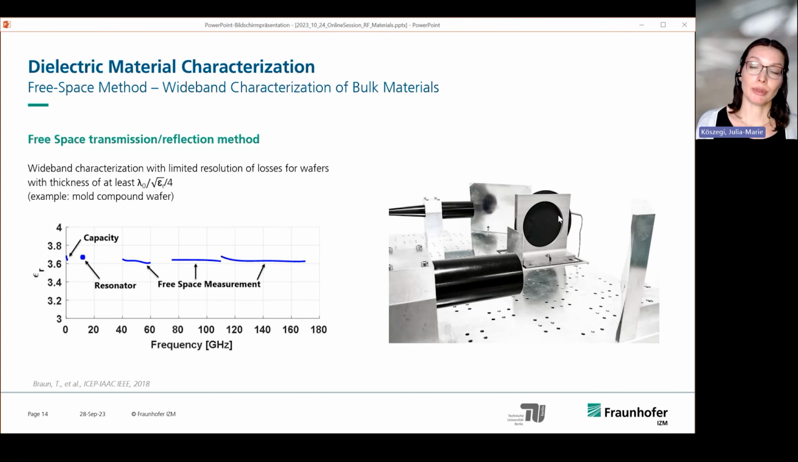Same applies, for example, for underfiller materials. This wafer has a diameter of, I think, 14 centimeters and a thickness of 1 millimeter. You will not make such a sample from an underfiller for various reasons. And this is why there are different approaches to characterize each material at the required frequency.